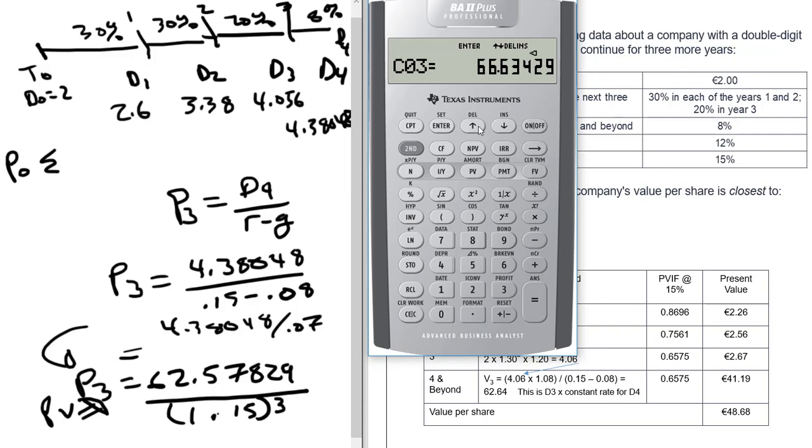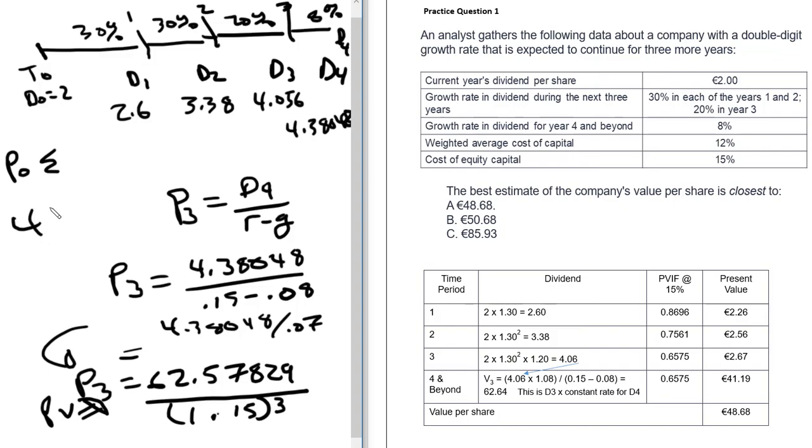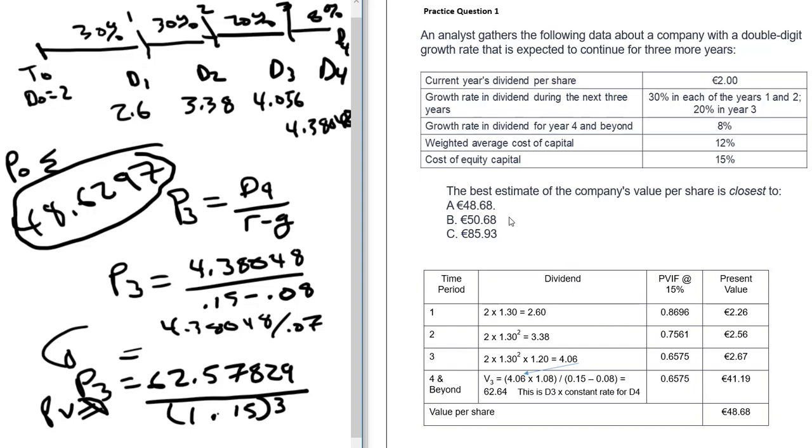We can hit enter on that. Frequency is once. Click the NPV. Our required interest rate is 15%. Enter. Arrow down. NPV. Hit compute. 48.6297. Okay, that's what we've calculated. So we're saying it's A, and indeed 48.68, very close to 48.62.